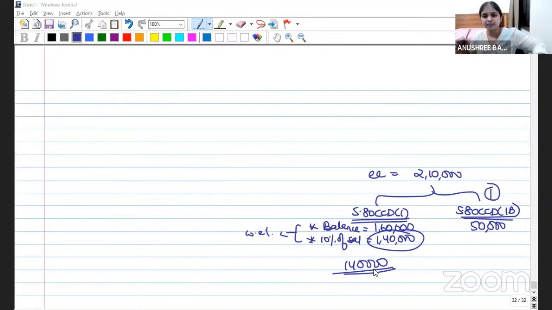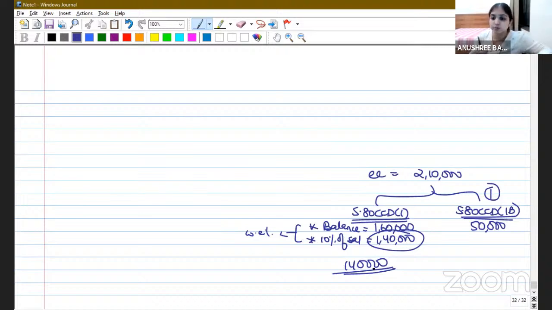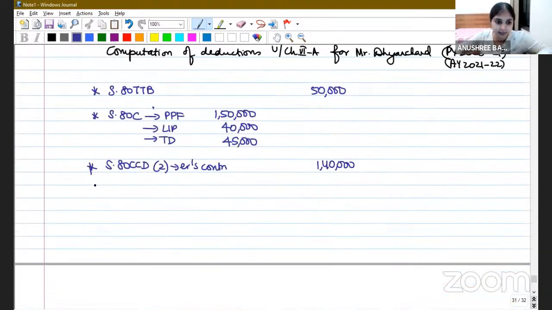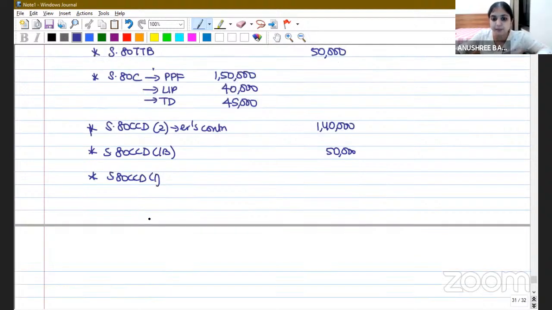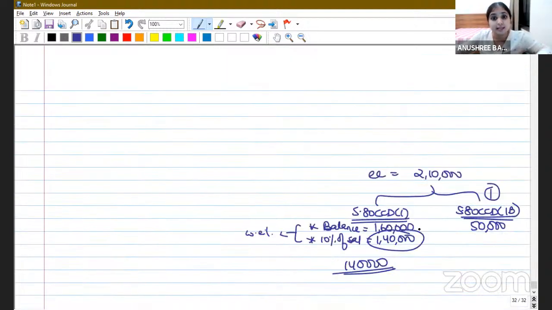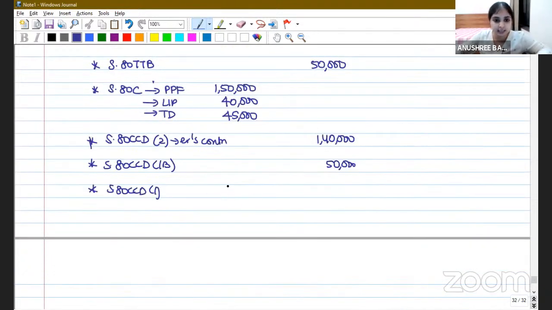Did you understand? Nothing new. All this you would have already studied. Employee's contribution, first 80CCD 1B. 80CCD 1B will be how much? 50,000. Then you will get section 80CCD subsection 1. How to calculate subsection 1? See the balance, how much contribution you are left with. Compare that with 10% of salary. Pick whichever is lesser. 1,40,000. So 80CCD subsection 1 will be 1,40,000.